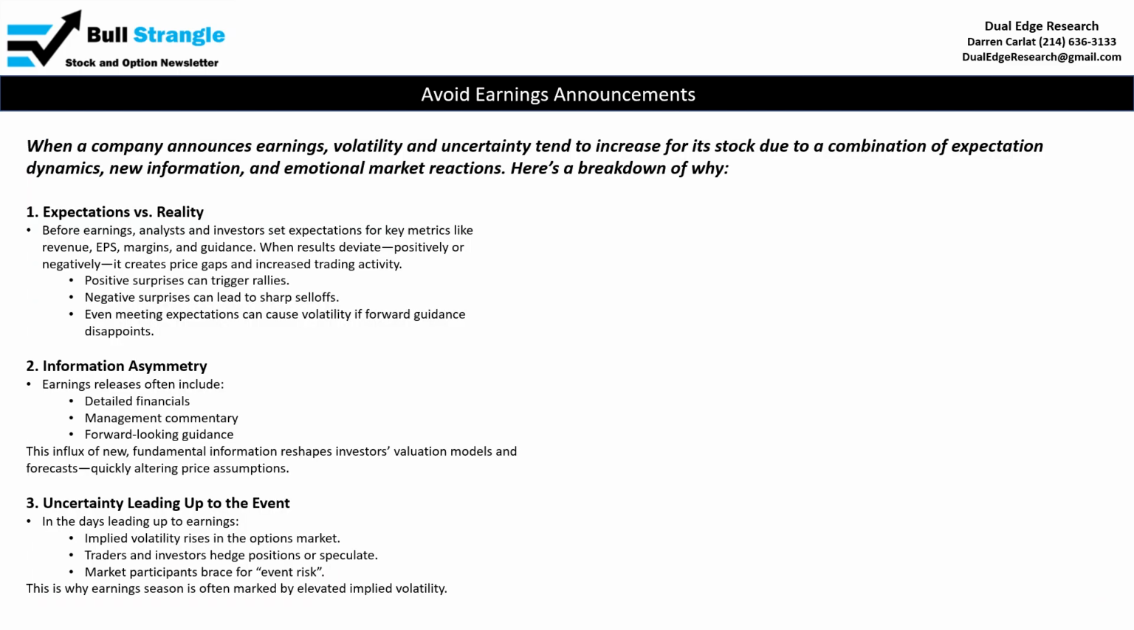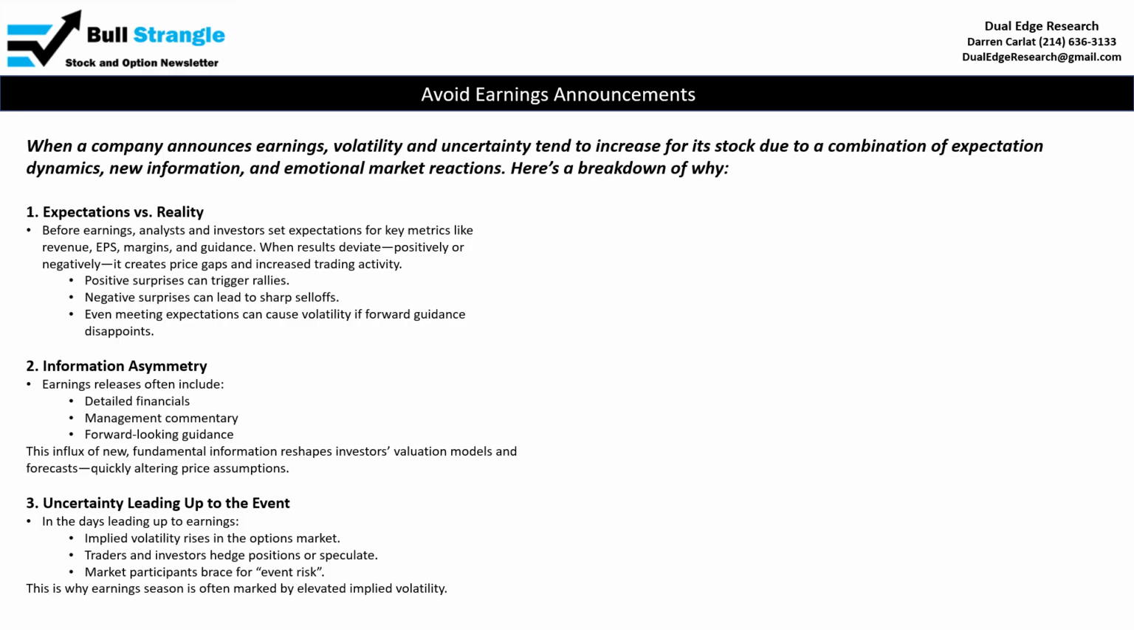Okay, so now I want to go through each of these different thresholds that are applied to my stock screens. We're going to start with avoiding earnings announcements. When a company announces earnings, volatility and uncertainty tend to increase for its stock due to a combination of expectation dynamics, new information, and emotional market reactions. So here's a list of what tends to happen.